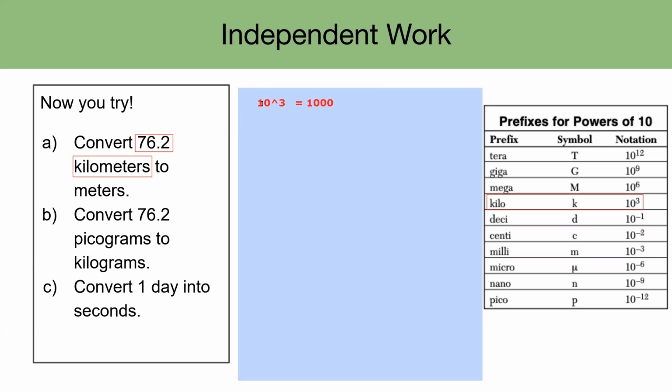And what this means to me is that for 1 kilometer, it's going to equal 1,000 meters. The way that this would be written as a fraction would be 1,000 meters divided by 1 kilometer.